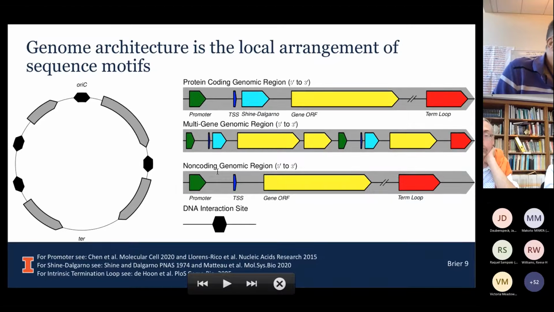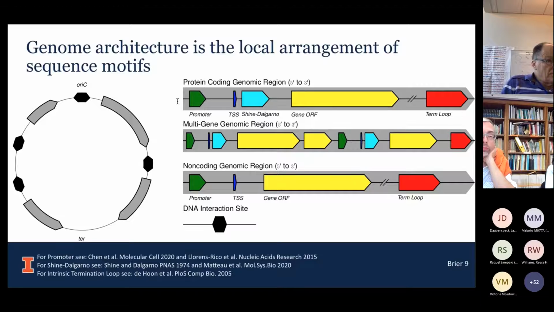I've been talking about the genome and these genomic regions. What's interesting, if you zoom in on them, thinking of the circular bacterial chromosome, is that there are sequence motifs within them that have effects on different processes within the cell. For example, your gene open reading frame contains the functions you're going to find within the cell. But what I think is more interesting are things like the promoter and the termination loop, which act as start and stop sites: the promoter a start site and the termination loop a stop site for transcription.